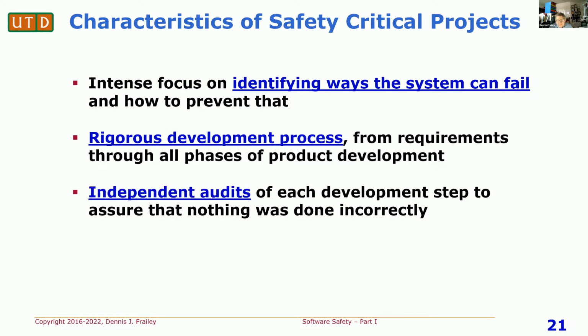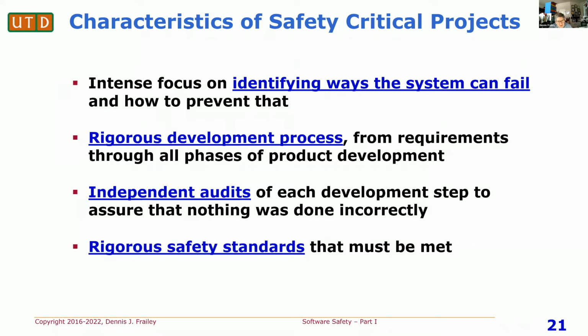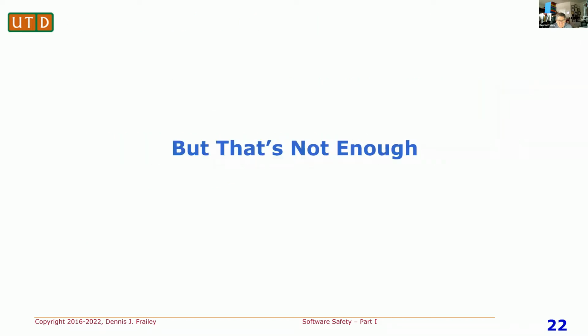Another element is what they call independent audits. That means somebody other than the people who developed the software reviews and audits what they did to make sure they didn't miss anything. Sometimes they mistakenly overlook a step or something like that. Rigorous safety standards have to be established. And this is an area where different kinds of products have different standards. I'll say more about that in a moment. But all of that is not enough.